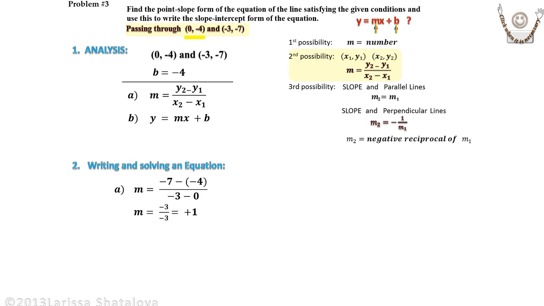As a result of first step A, we have slope and we have y-intercept. So now we can write out slope-intercept form: y equals 1x and negative 4, where 1 is slope and negative 4 is y-intercept.